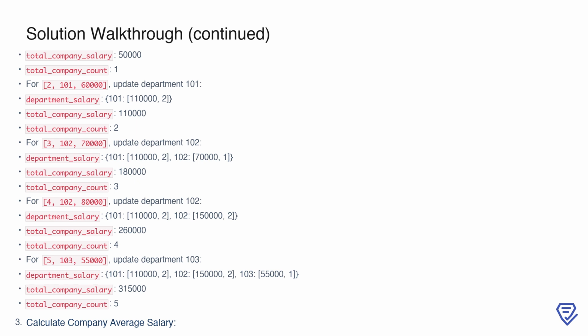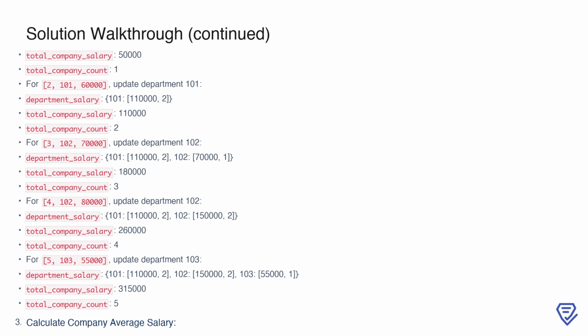102, 80,000, another employee in Department 102 earns 80,000. We update Department 102's data to a total salary of 150,000 and a count of 2. The company's metrics are updated as well, with a total salary of 260,000 and a count of 4. Finally, 103, 55,000, we add Department 103 to department_salary, setting its salary to 55,000 and its count to 1. The total company salary reaches 315,000, and the count becomes 5.